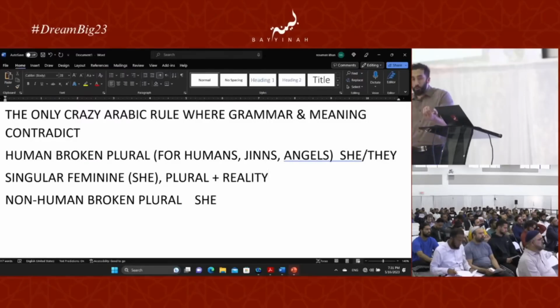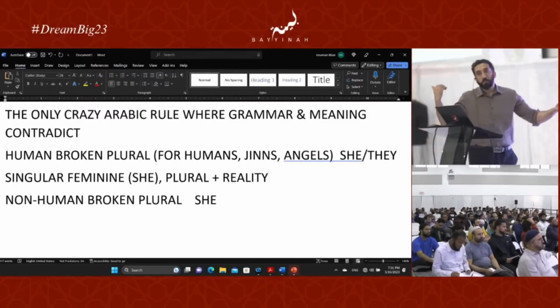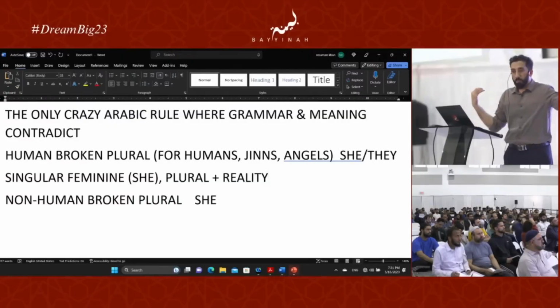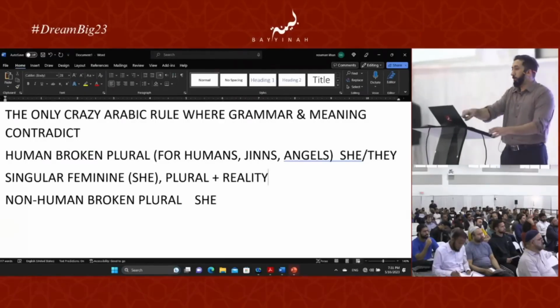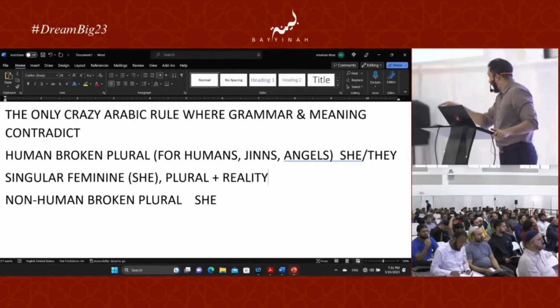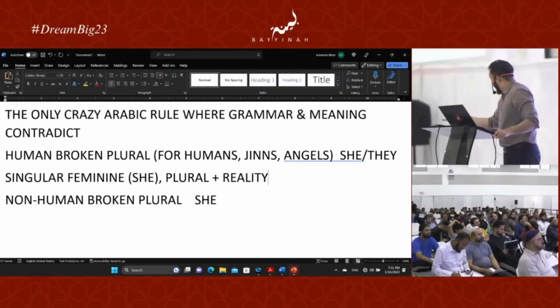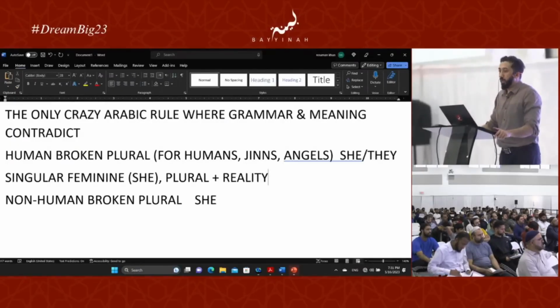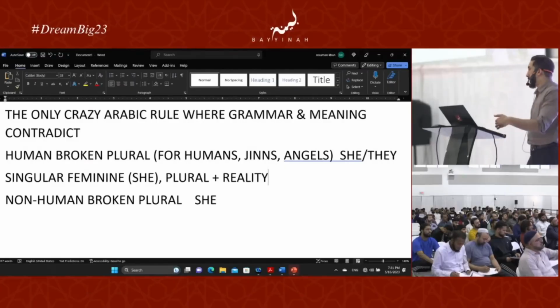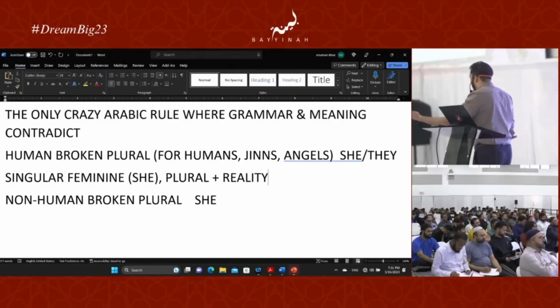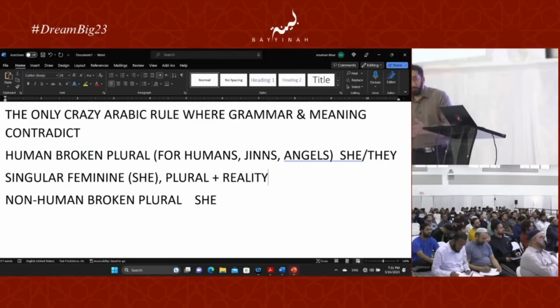If it's a broken plural for women, it's going to be plural feminine. If it's a broken plural for men, it's going to be plural masculine. So reality means, who are we talking about? If it's angels, which one is it going to be? Masculine. Prophets? Masculine. Believing women? Feminine. That's what I mean. I said plural and reality. And if you don't have a good grasp on reality, see me after class. We will discuss. That's a separate problem. But when it comes to non-human broken plurals, you basically only get she, even if it's a plural.